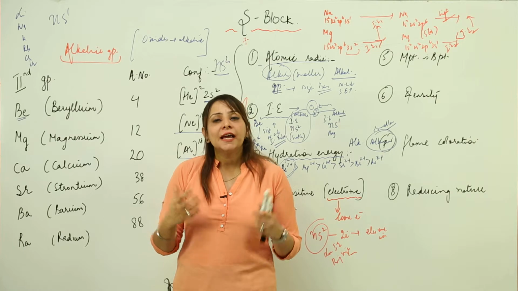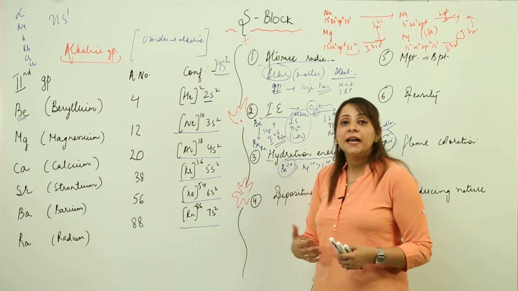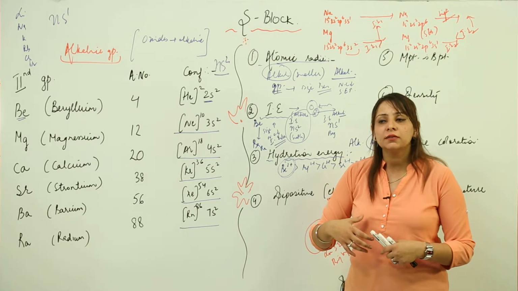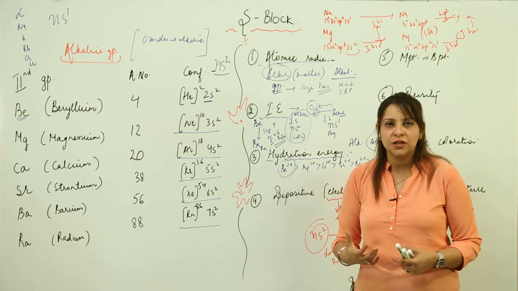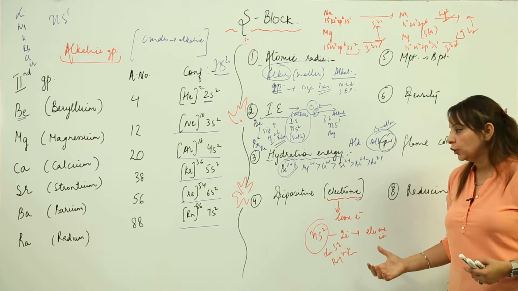And when the ionization energy is decreasing, that means the electropositive character is increasing, because the tendency to lose an electron is more, and for that you need to supply only a small amount of energy. So this is how the electropositive character increases down the group.